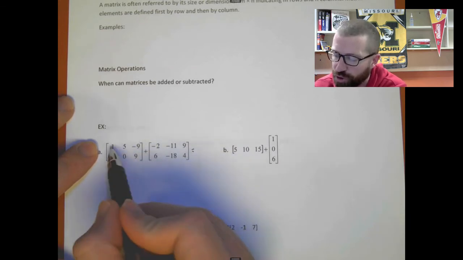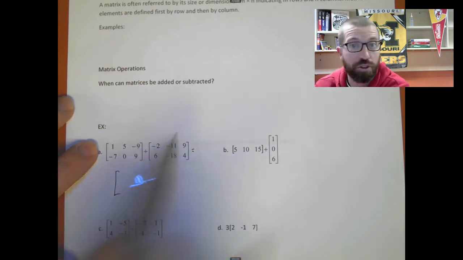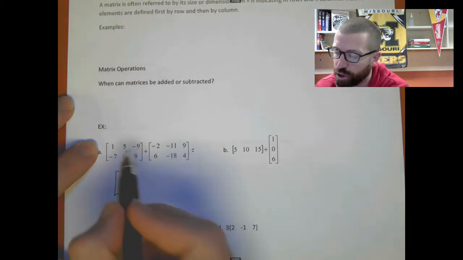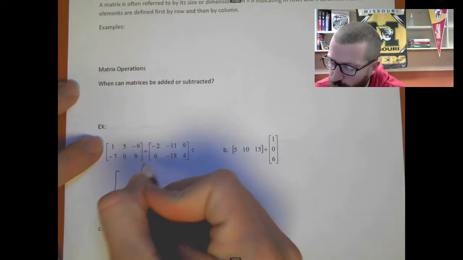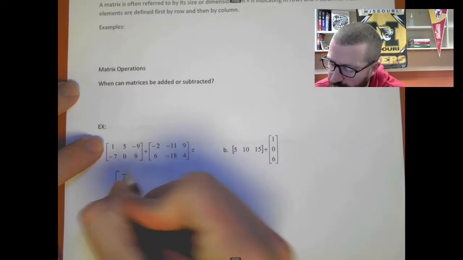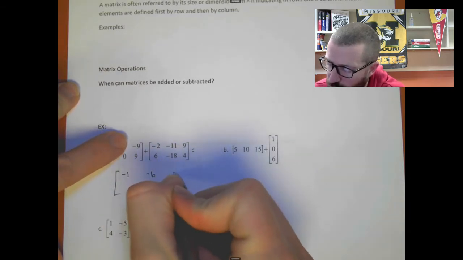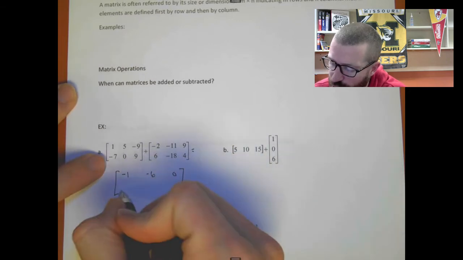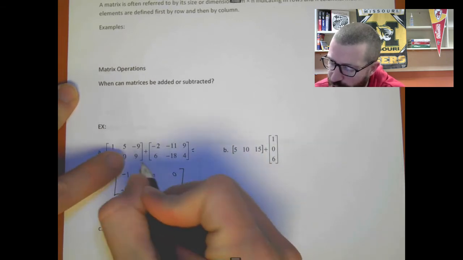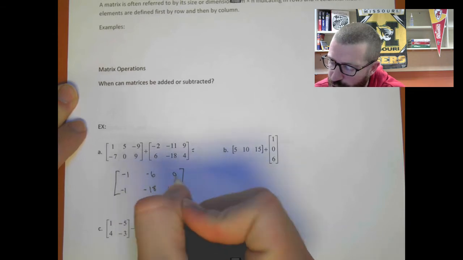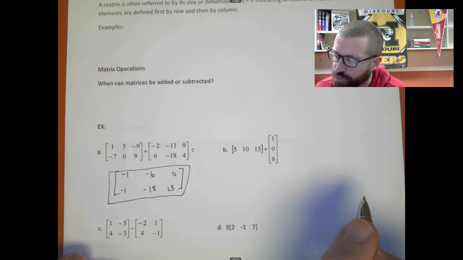So if I start with a 3 by 2 plus a 3 by 2, or I just did the rows and columns switched, so it's a 2 by 3 plus a 2 by 3, then we add just the corresponding elements together. So this would be -1, -6, and 0. And then -1, 0 plus -18 is -18, and then 9 plus 4 is 13. And so this is the result of adding those matrices together.